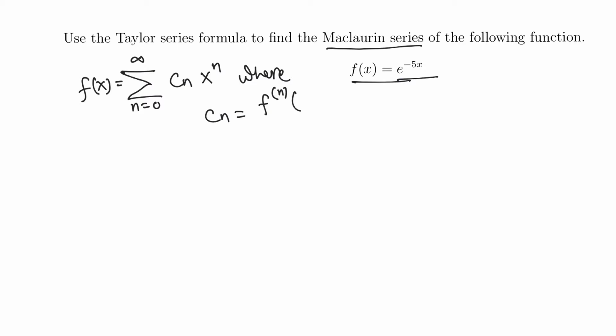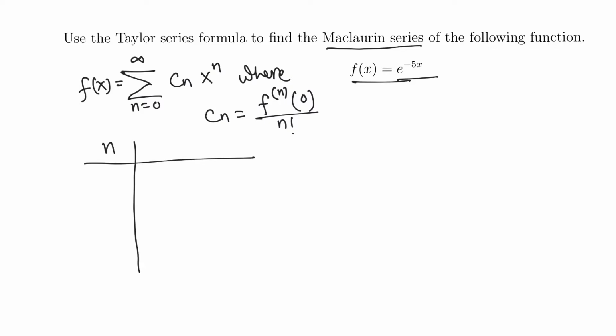derivative of the function evaluated at the center, which is 0, because the Maclaurin series means center 0, divided by n factorial. Okay, so let's find C0, C1, C2, C3, and we might get a pattern. From there we can find this Taylor series formula. So let me make a table here.